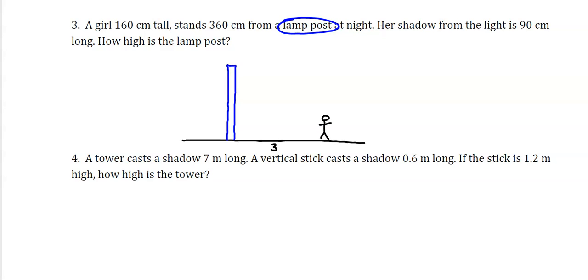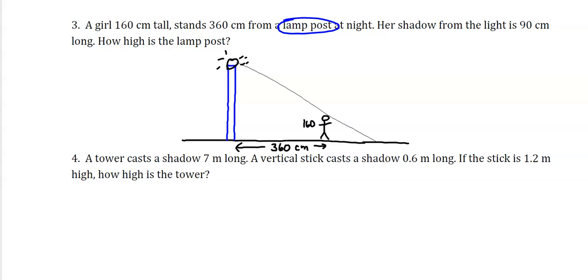And she's 360 centimeters from the post. And it says she's 160 centimeters tall. So she's 160 tall. Her shadow is 90. Okay? So the girl's shadow coming to the lamp, is up here. It's got some sort of light coming off of it. And it comes down and hits her and creates a shadow on the ground.